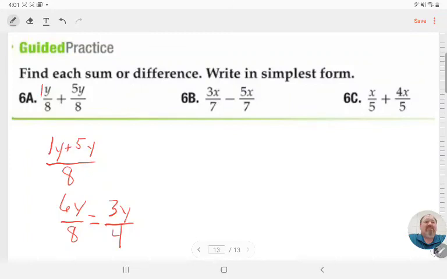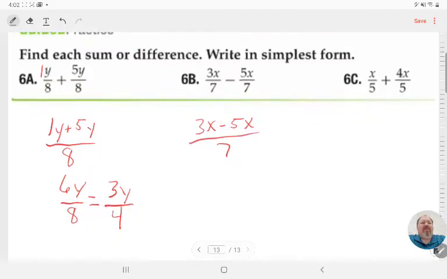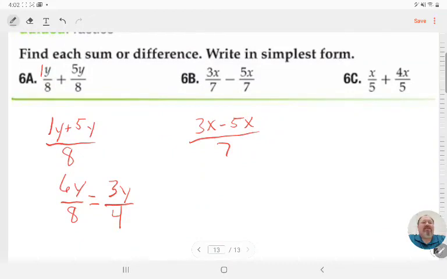Okay? Now you try the next two, see what you get, and then come back and we'll work them. All right, let's see what you got. So they have the same denominator, so I can subtract them. So it would be 3x minus 5x over 7. And they're like terms, so I can subtract the coefficients and keep the variable. 3 minus 5 would be negative 2x over 7. So negative 2x over 7.